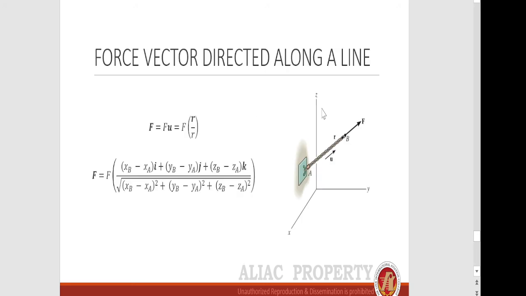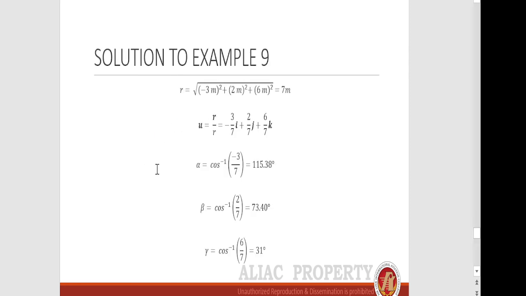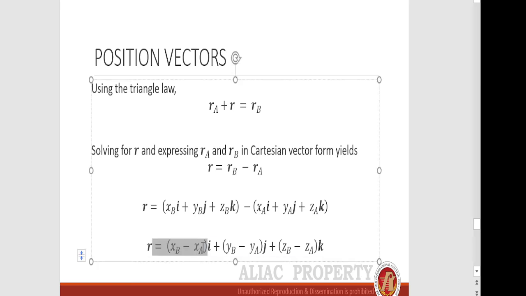So next we have a force vector directed along the line. If the force vector is directed along the line, you use the same formula again: force vector F should equal F times the unit vector u. The unit vector is always the vector over its magnitude. So you can solve it and substitute the value of r. We get the vector r from here.